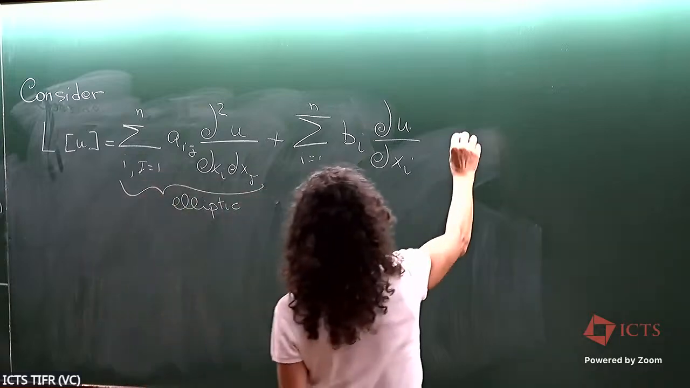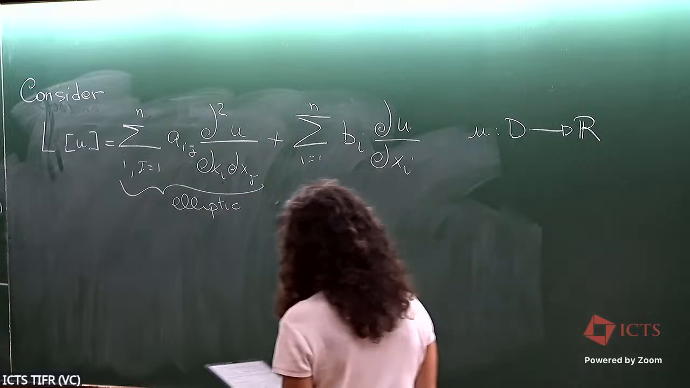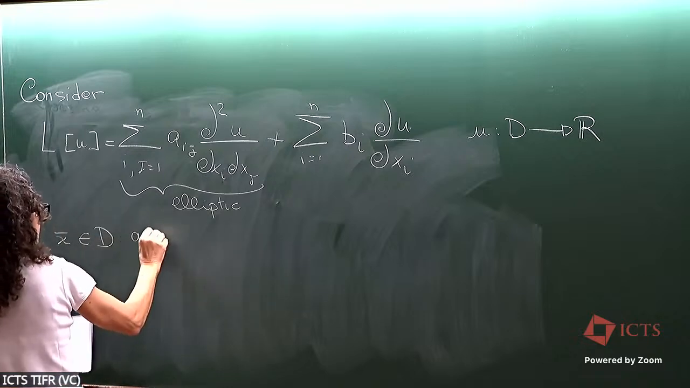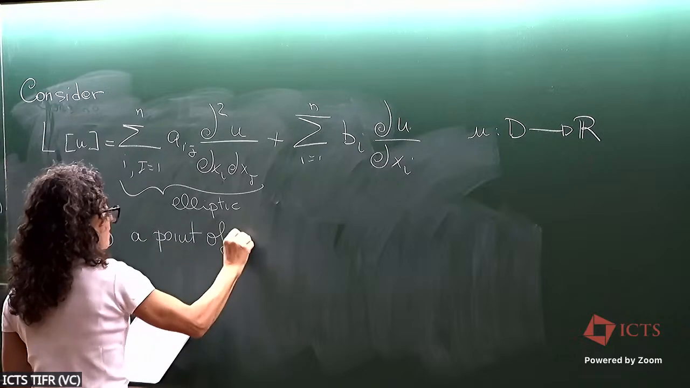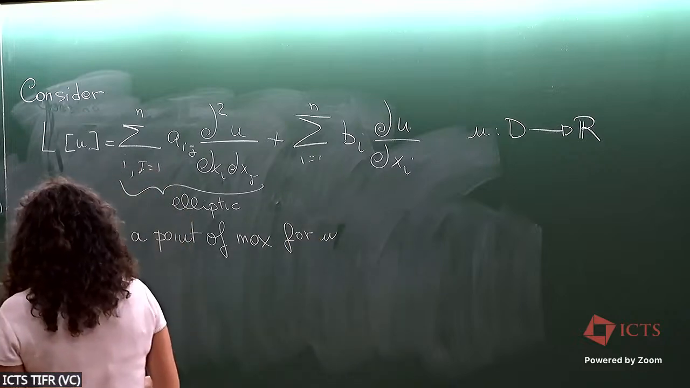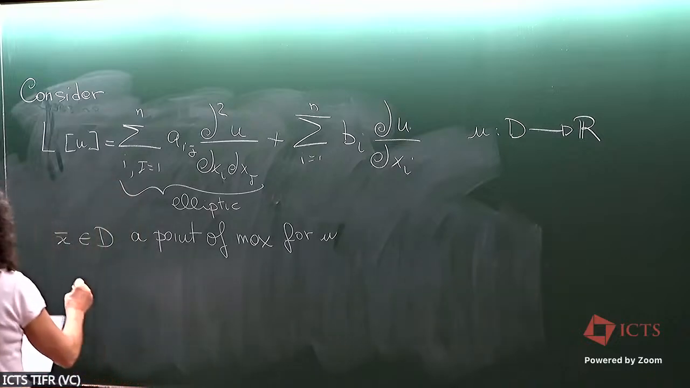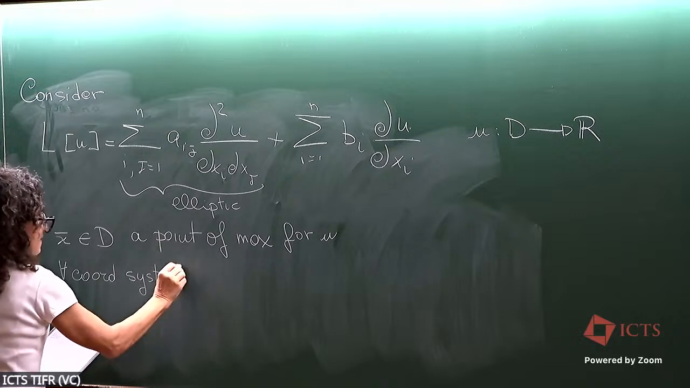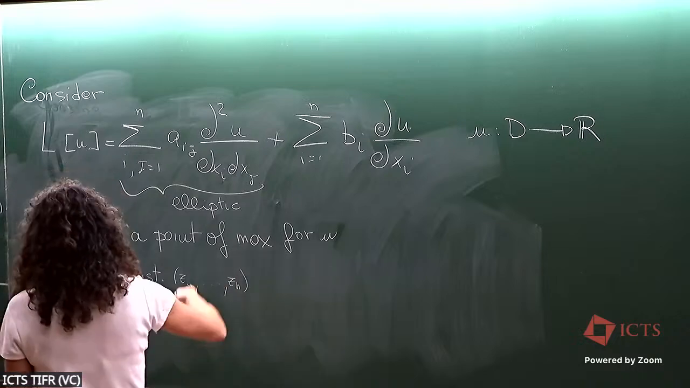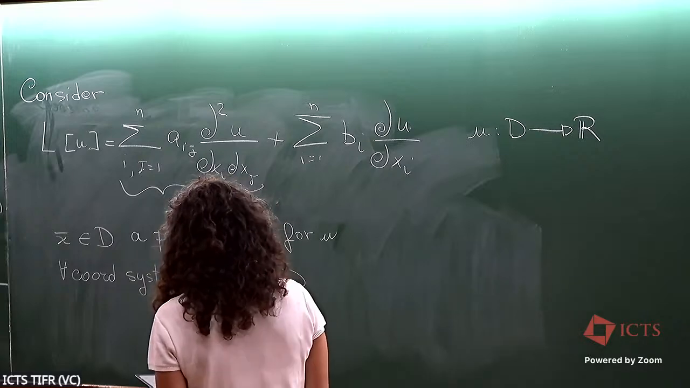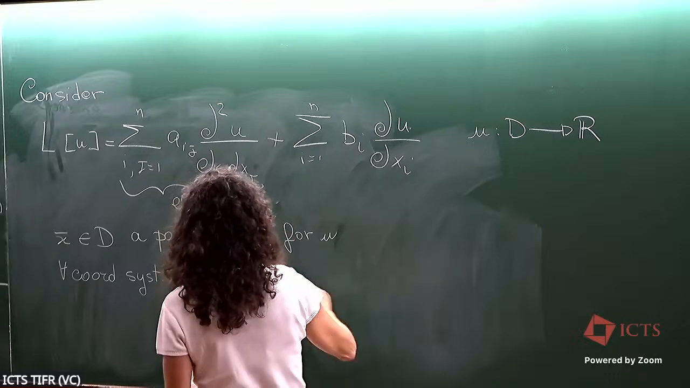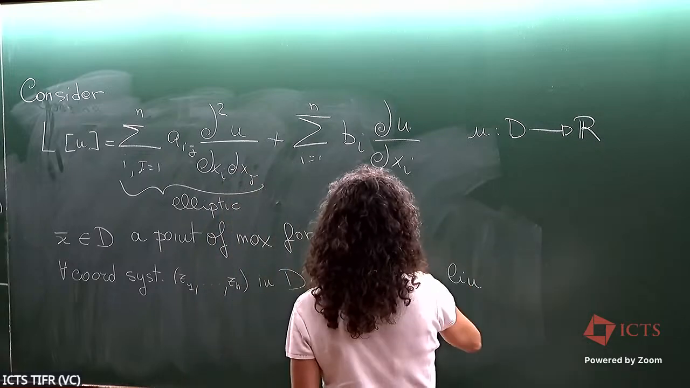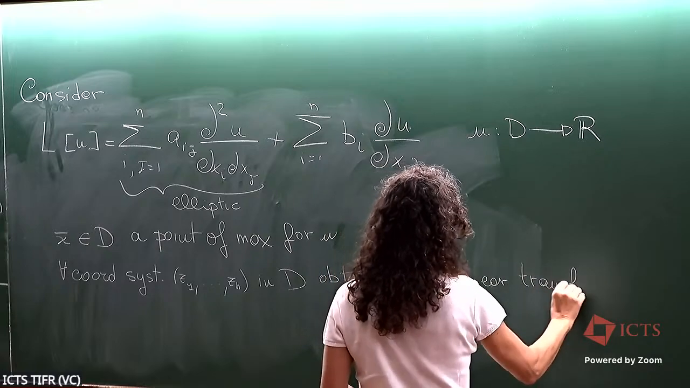Now, u is defined on a domain D of R^n. Now take x bar in D, a point of local maximum for u. Elementary analysis tells you that for any coordinate system z_1, ..., z_n in D, any coordinate system that you obtain with a linear transformation of x_1, ..., x_n, you will see in a moment why I need it.